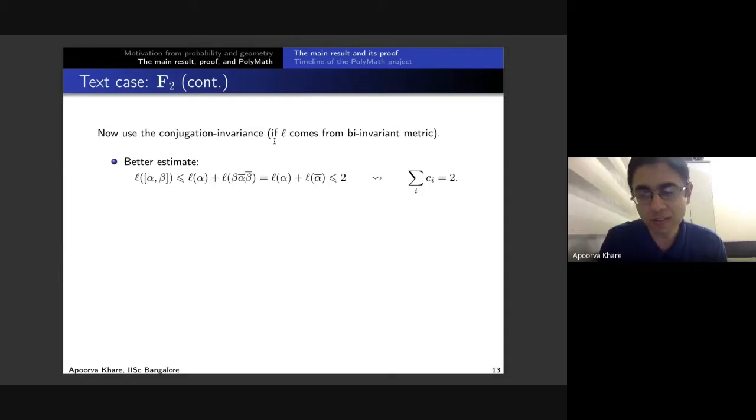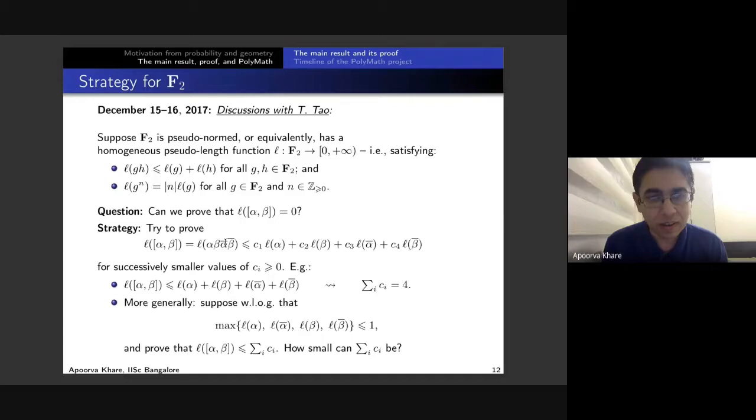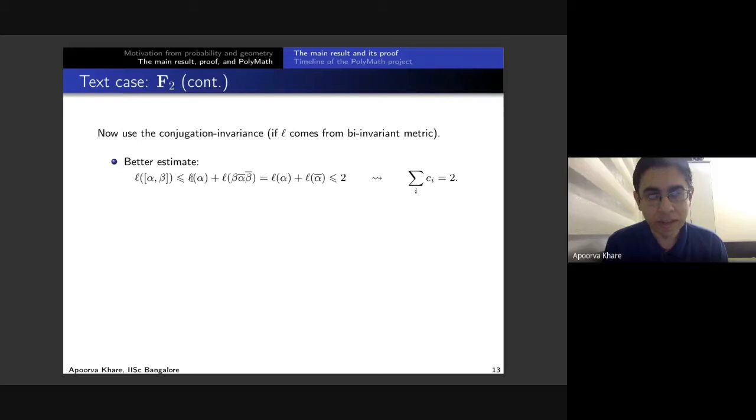But if I knew that, then I could break this alpha, beta, alpha bar, beta bar in a better way. I could break it as alpha times the rest. So the length is less than the length of alpha plus the length of the rest. And this guy is a conjugate. Therefore, the length of this equals the length of alpha bar. And so I just get 1 plus 1, which is 2. So from 4, I brought it down to 2. But now I'm going to claim I can even do better. I can do 4 over 3.